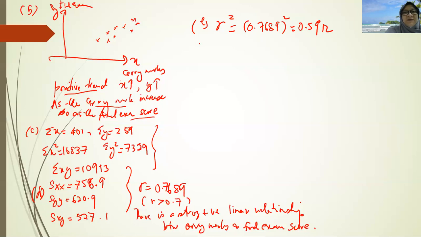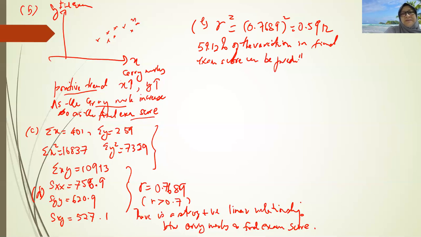We say that 59.12% of the variation in final exam score can be predicted by the carry marks. That is how you interpret it.